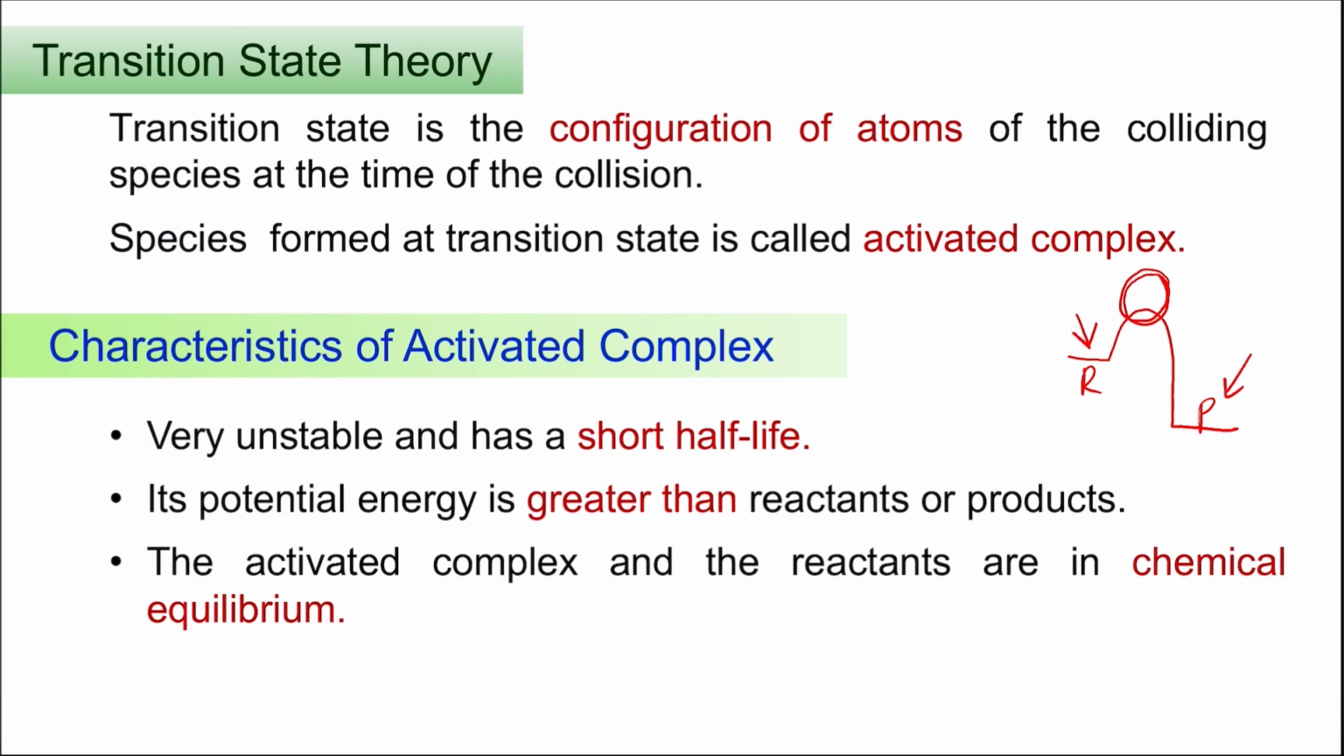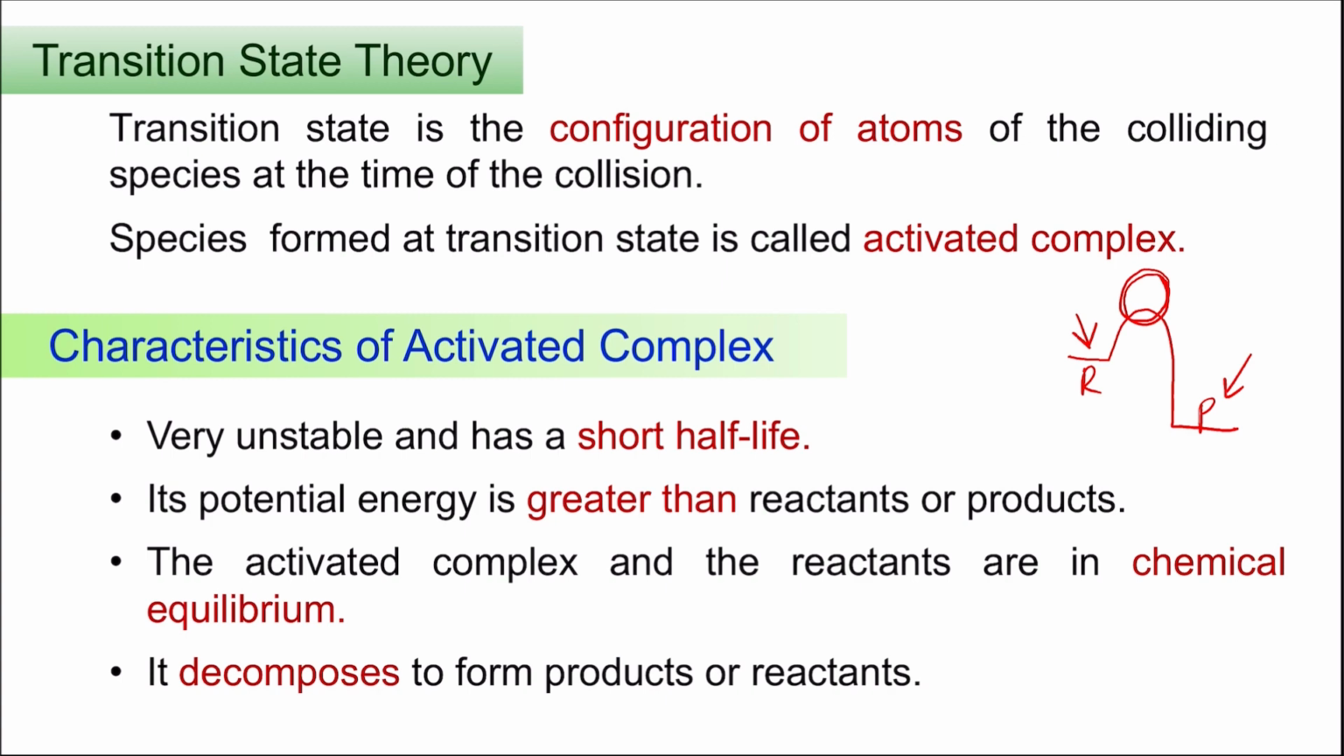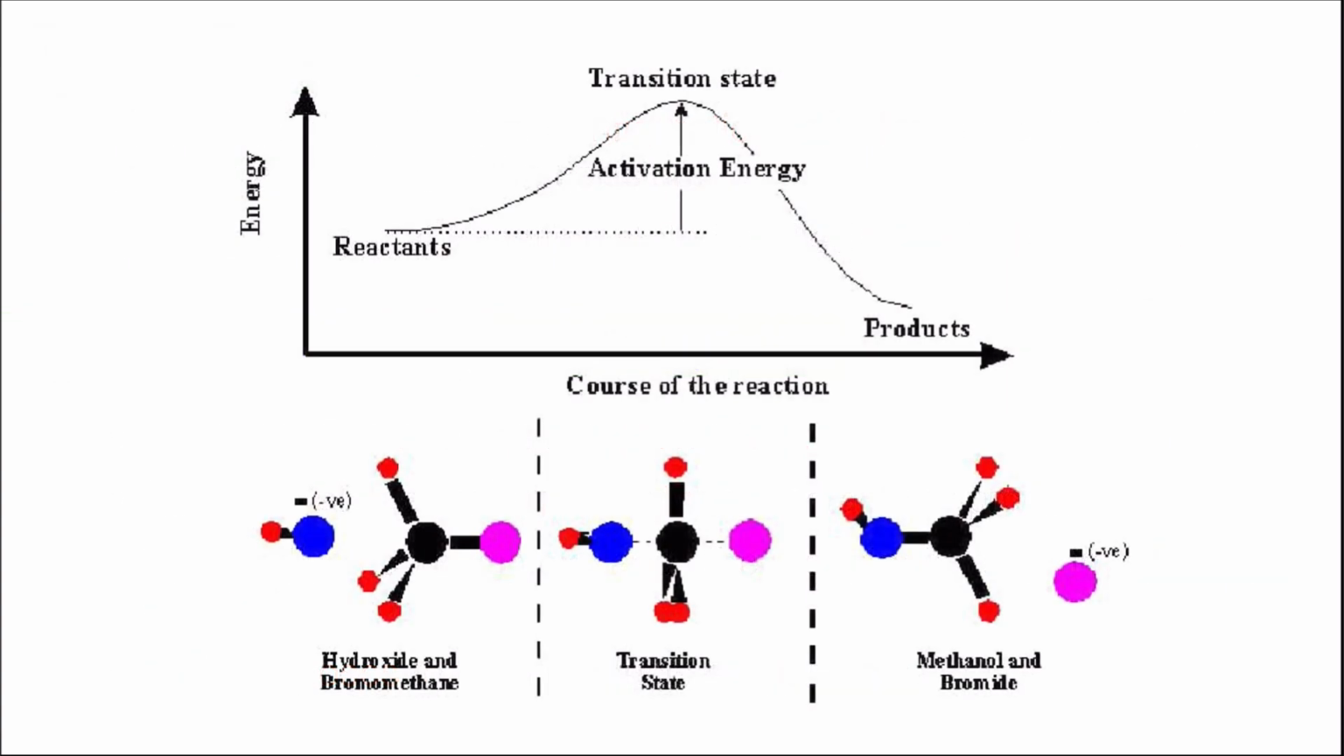And the last one, it can decompose to form products or reactant. Itu yang saya cakap tadi. Kalau dia have enough energy, dia akan form product. Kalau tak cukup energy, dia akan reverse back to reactant. So, cara mudah untuk awak nampak dekat sini, we have a course of reaction here from reactant until transition state. Dekat sinilah kita ada activated complex. So, activated complex akan wujud dalam transition state dan sekiranya dia berjaya decompose, dia akan jadi produk.